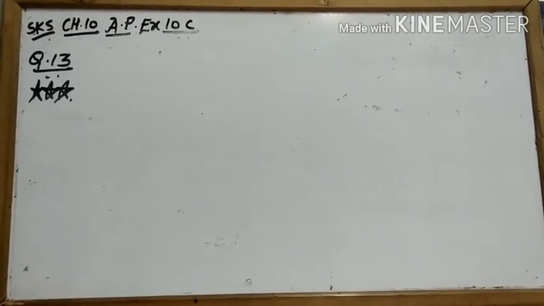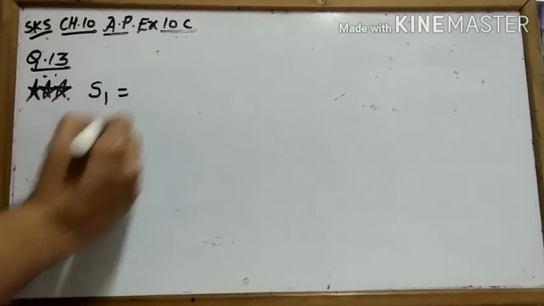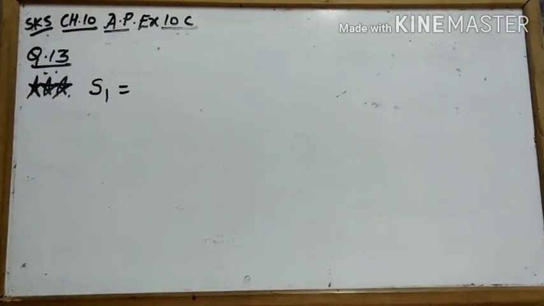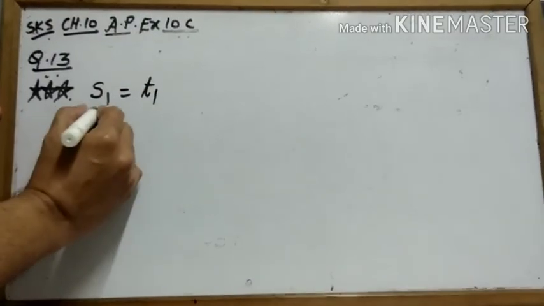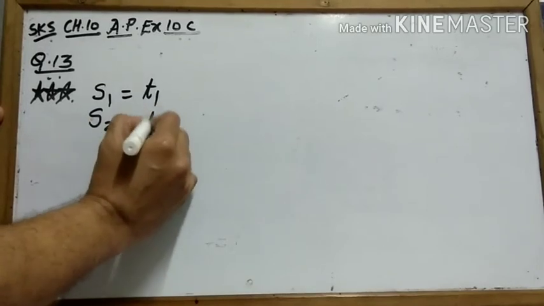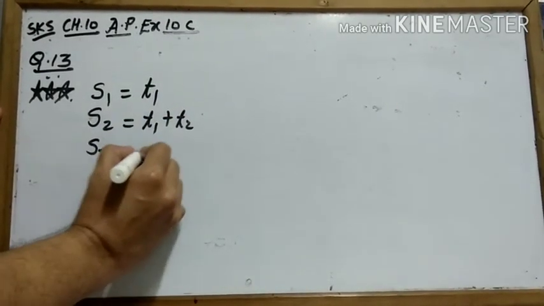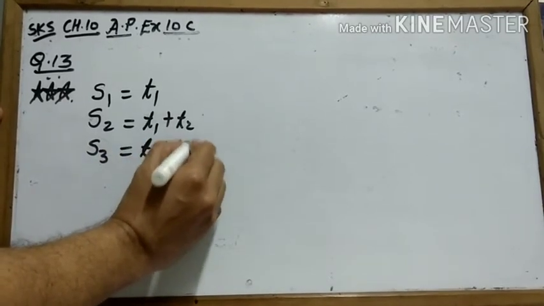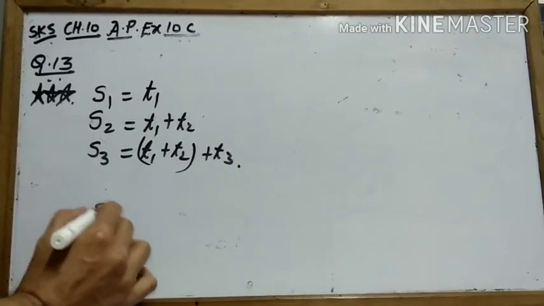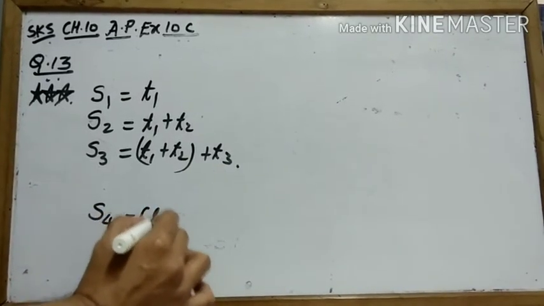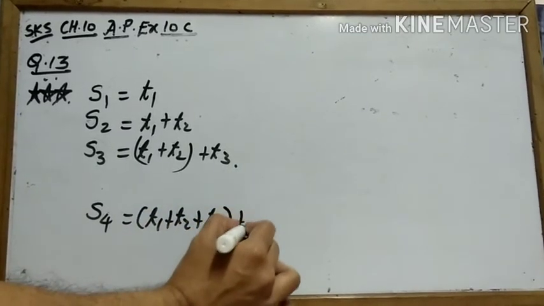I have given 3 stars. You can select yourself what star number to give. If somebody is asking me the sum of the first term of an AP, then it will be S1, equal to T1. If somebody is asking me the sum of 2 terms, then it will be T1 plus T2. If somebody is asking me S3, then it will be T1 plus T2 plus T3. If somebody is asking me S4, then it will be T1 plus T2 plus T3 plus T4.